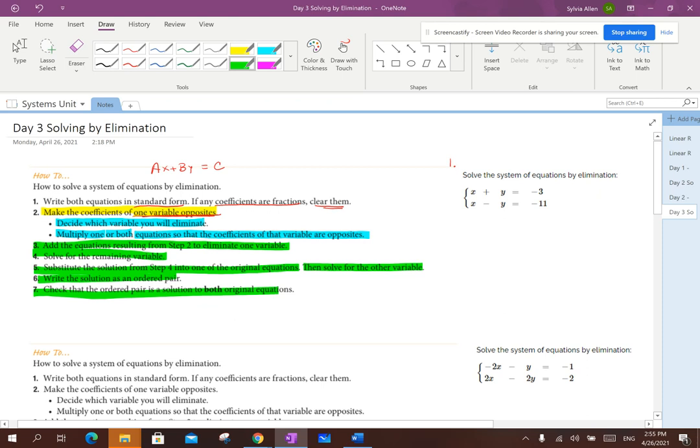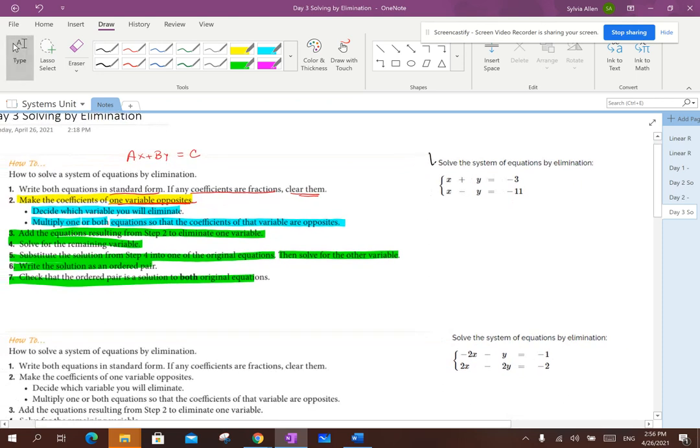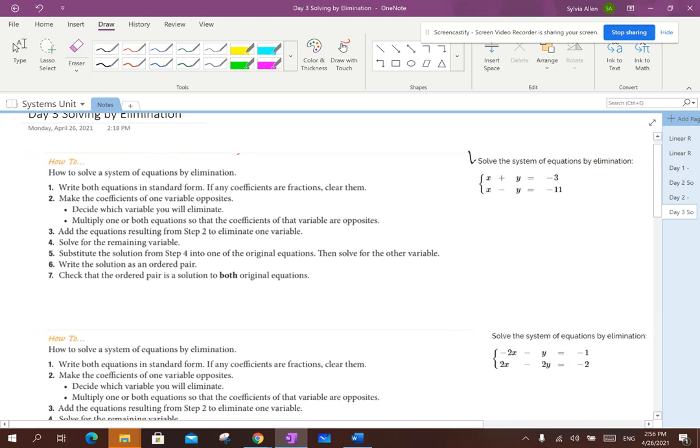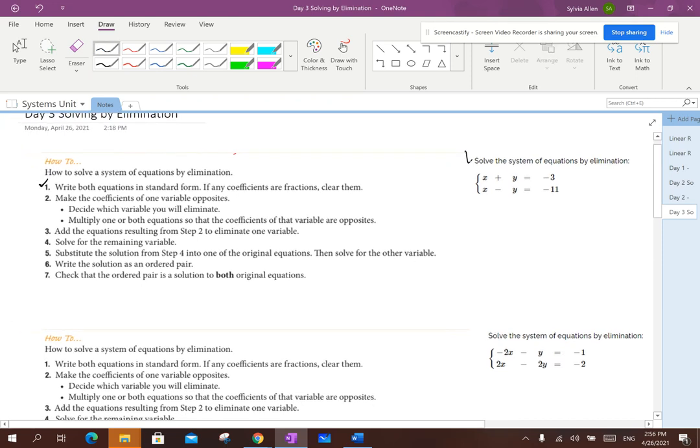Okay, so let's take a look at the first one over here. So it says to write both equations in standard form. If there's any fractions, we're supposed to clear them. So you can see that they are both already in standard form. So we don't have to do step one. There's no fractions, so we don't need to clear them. So we're done with step one.